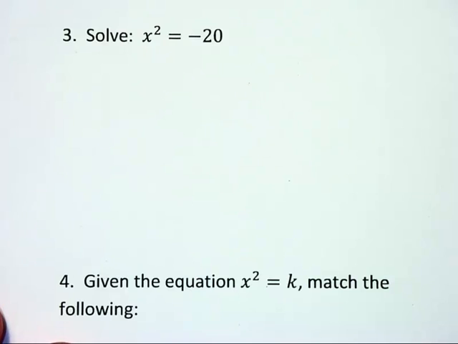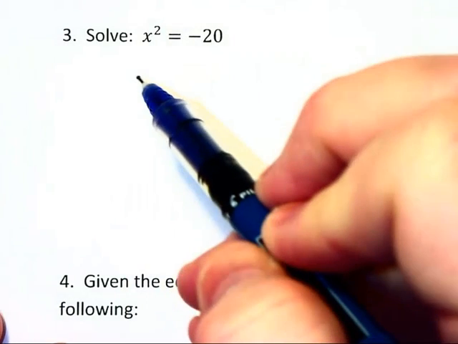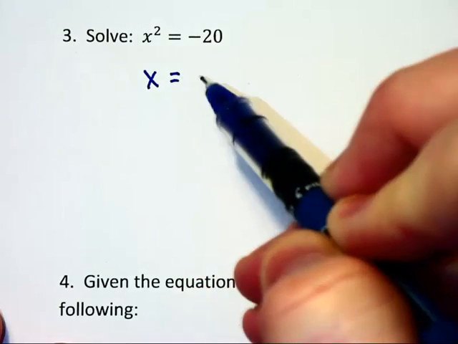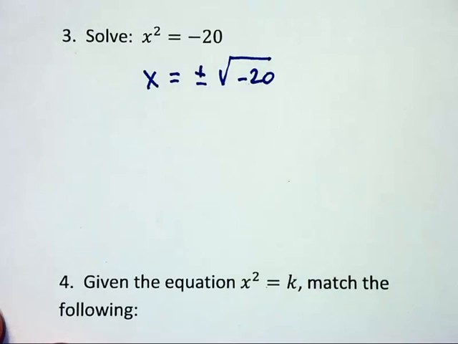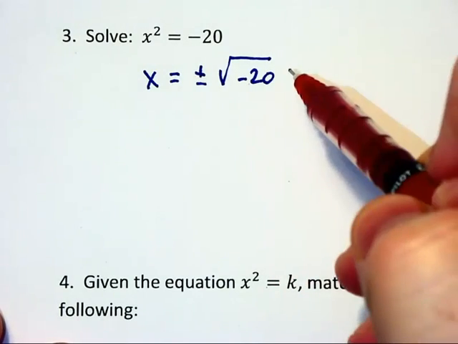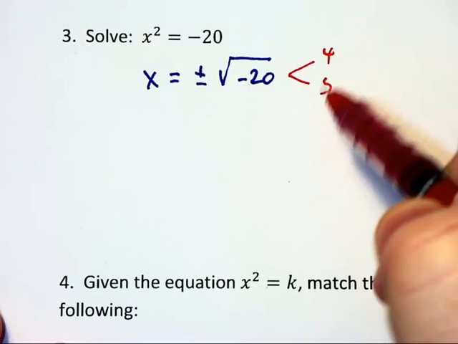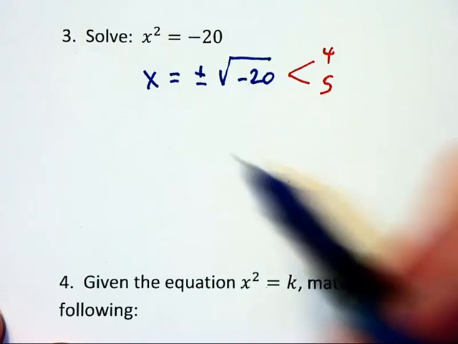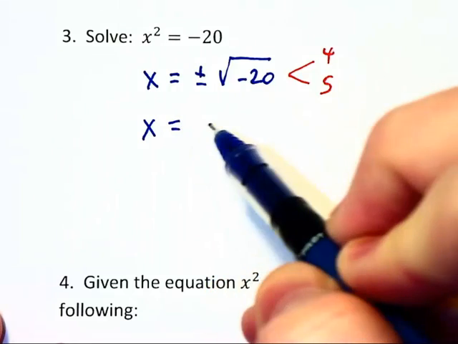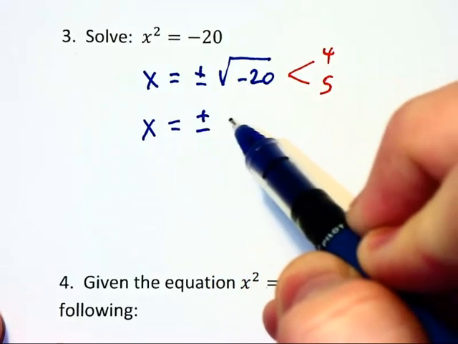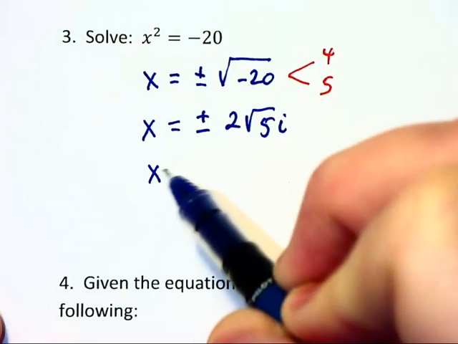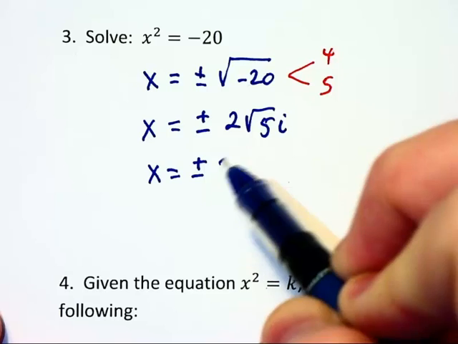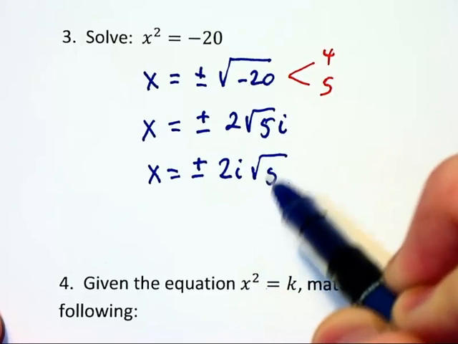When we have x squared equals a negative, that tells you we're going to end up having imaginary solutions. Square rooting each side gives us x is equal to plus or minus the square root of negative 20. And that negative 20 is going to break down into a 4 times 5, and you know that the square root of 4 is 2. So we will have x is equal to plus or minus 2 root 5i, or as we commonly like to write it, plus or minus 2i root 5.